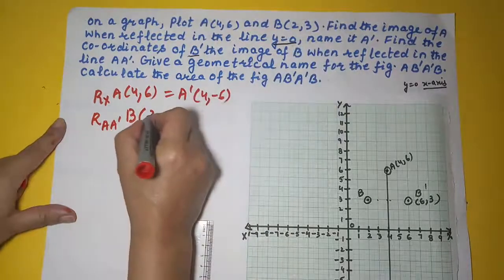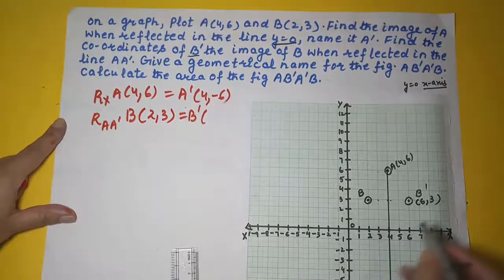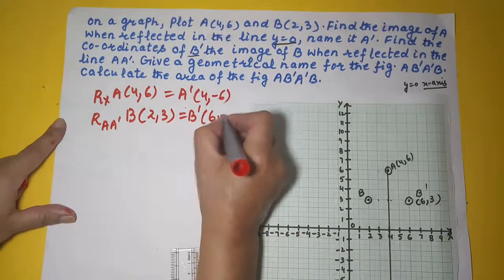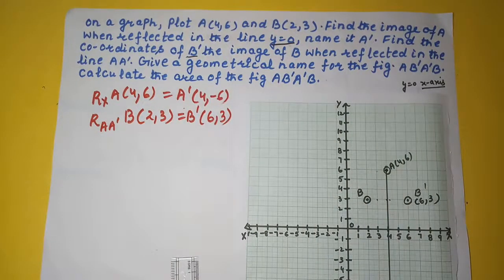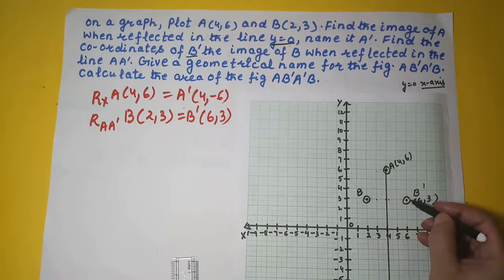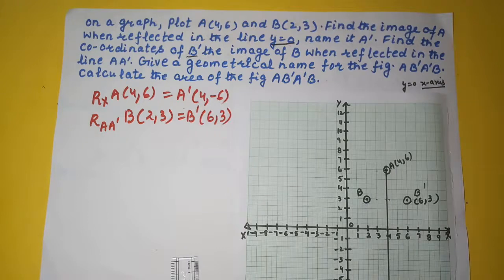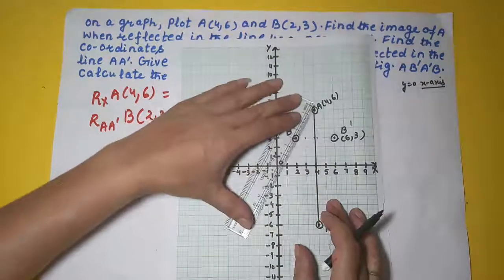What was my point B? (2, 3) will be B dash, and what will be the coordinates of B dash? (6, 3). Fine. Now he wants us to give the geometrical name for the figure A, B dash, A dash and B. That means we need to join this. We will join this now. Okay, let's join it.